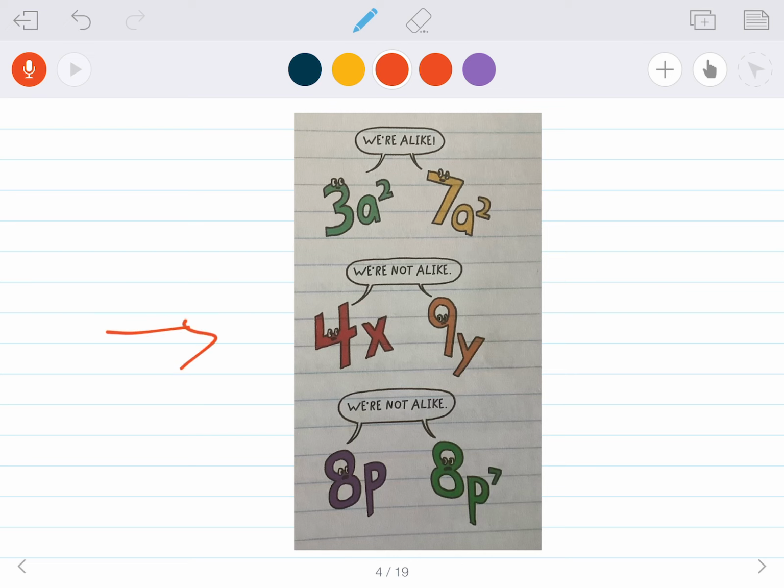And here's a cute little picture to illustrate like terms. So these guys are saying we're alike because they have the same variable a and the same exponent on the variable, 2. So these are like terms. These guys are not alike because they have different variables. So x and y are different variables. And these guys are also not alike because we don't have the same exponents on the variable p. So those are not like terms. This is a little illustration that you can refer to.